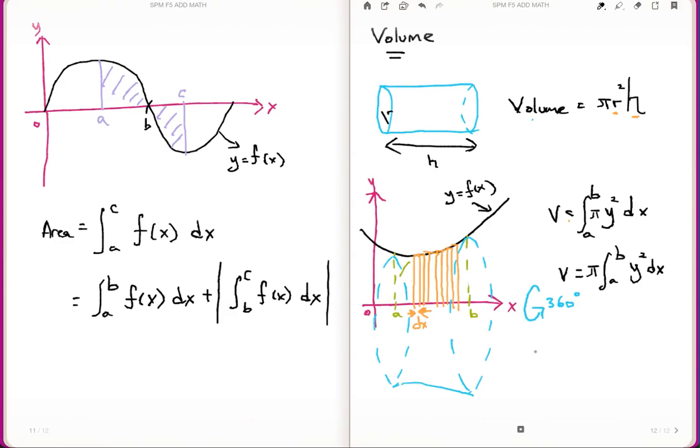So if it were 180 degrees, then your volume should be pi by 2, integral from a to b of y squared dx. Then if it were only 90 degrees, it's one quarter, pi by 4. If it were 90 degrees, the same concept is true.